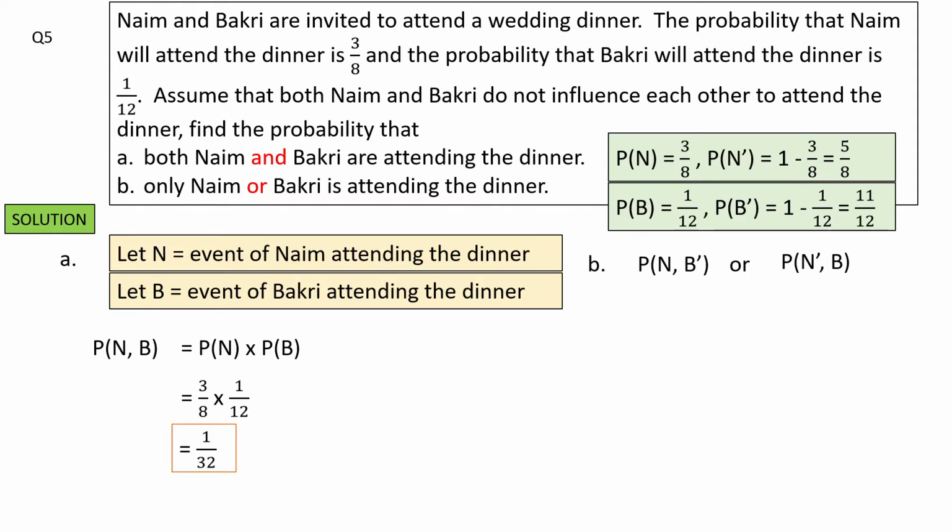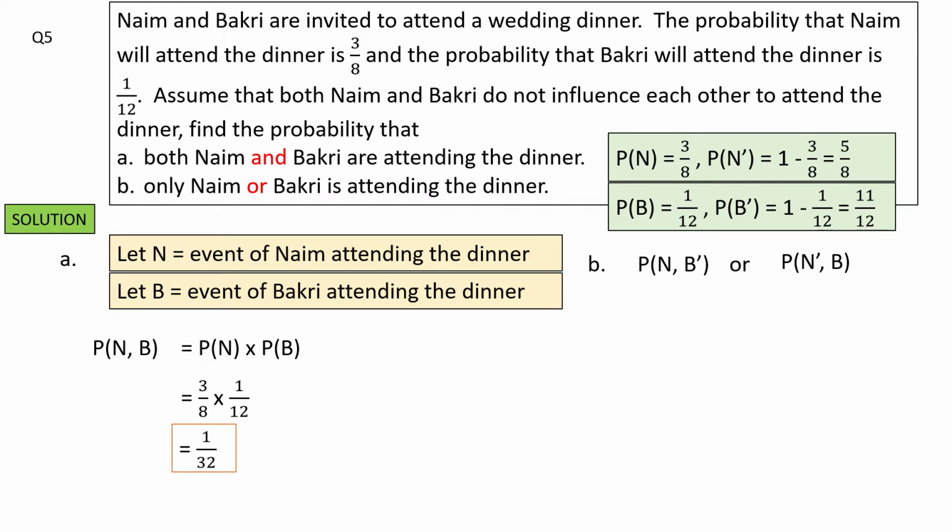Next, Bakri attending the dinner is given as 1 over 12. Therefore, Bakri not attending the dinner will be 1 minus 1 over 12, which is equal to 11 over 12. So once we have this information, now we can continue with the calculation.